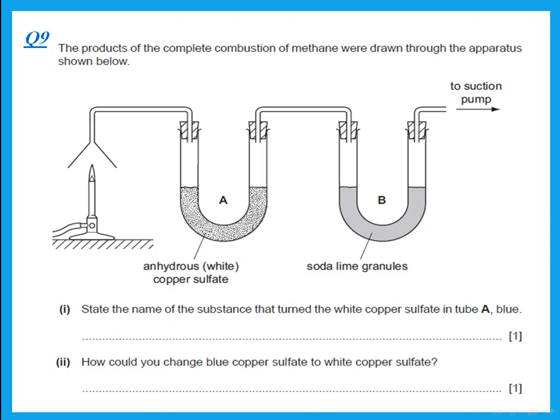This question again says, state the name of the substance that turned the white copper sulfate to blue. Again, which substance turns white copper sulfate to blue? Remember, that was the chemical test for what? How could you change the blue copper sulfate back to white? Now, the blue copper sulfate is something that is hydrated. It has water of crystallization in it. So to return it to the white, which is the anhydrous, I need to heat it to get rid of the water.